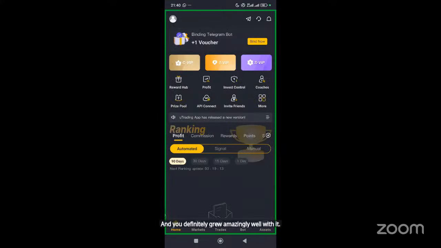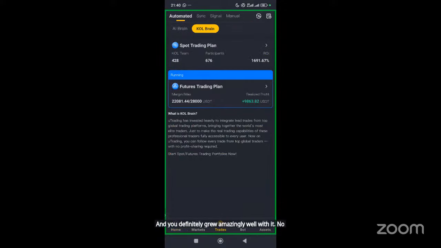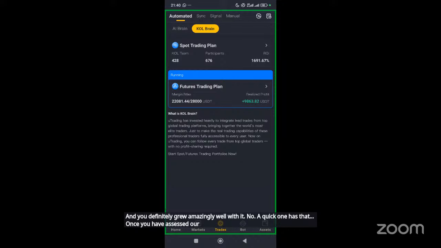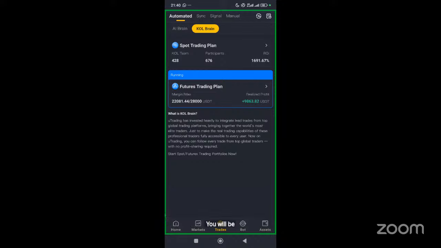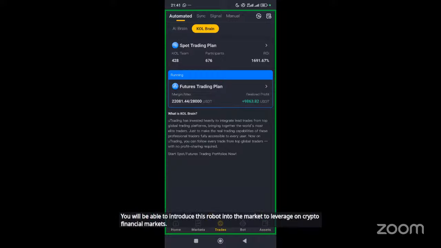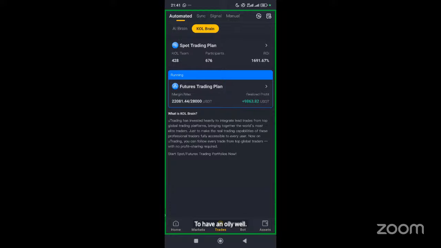Now, a quick one: once you have assessed our strategy, you will be able to introduce this robot into the market to leverage the crypto financial market. And here, you trade the crypto futures market like a professional using this particular robot. And that is simply beautiful.